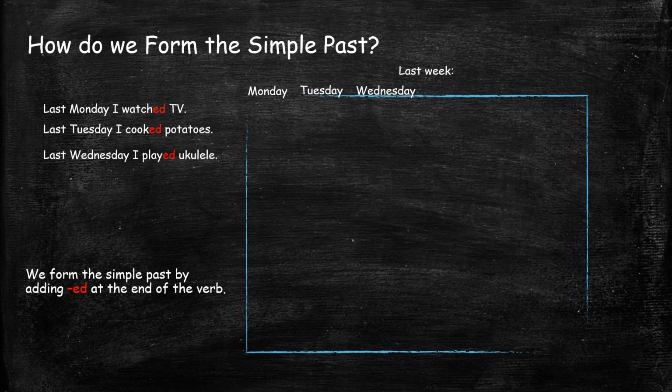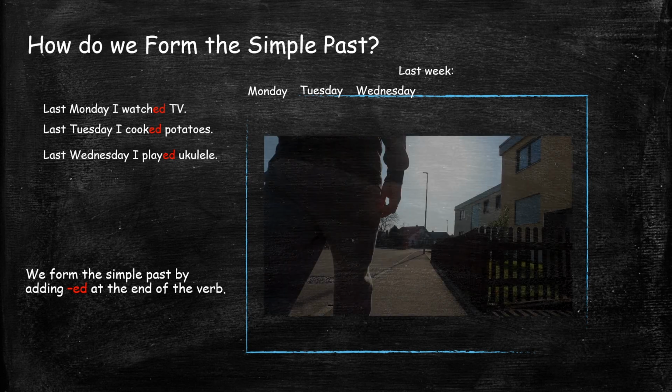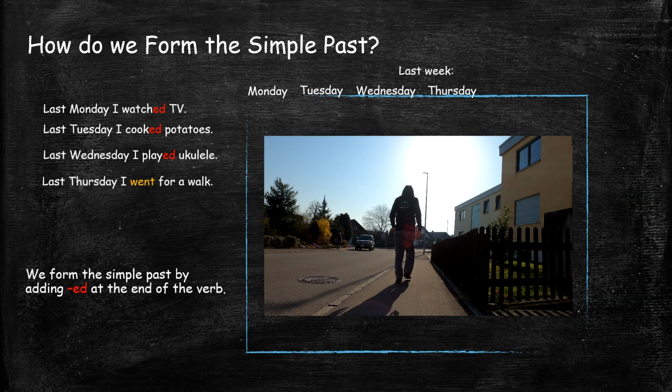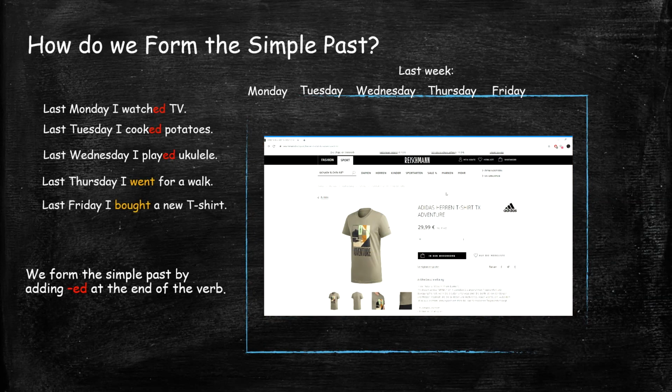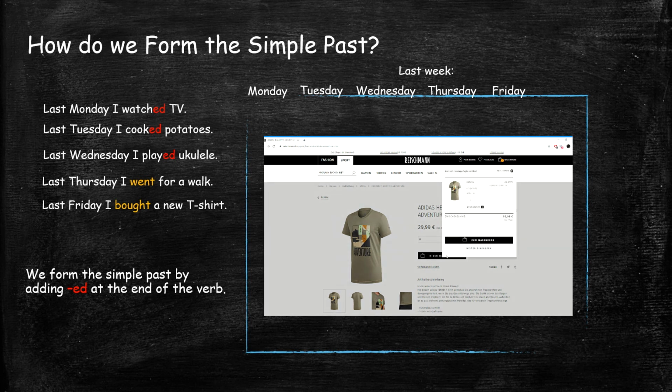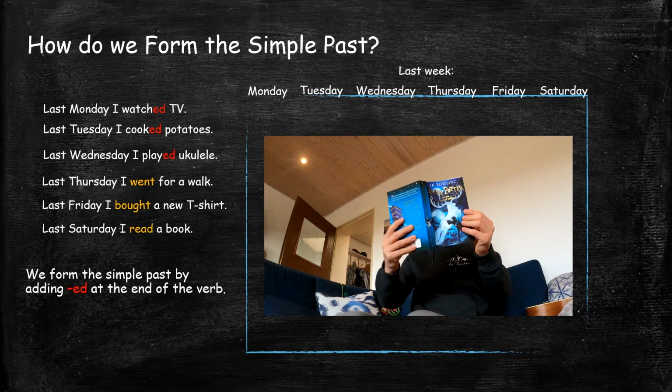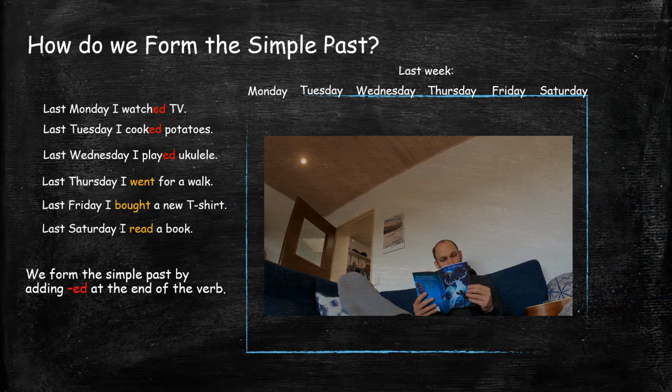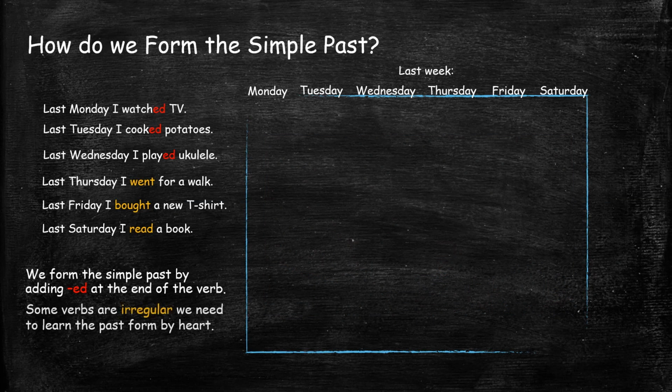Unfortunately, it's not always that easy because some verbs are irregular. For example, last Thursday I went for a walk. Last Friday I bought a new t-shirt online. And finally, last Saturday I read a book. So we see some verbs are irregular and we need to learn the past form by heart. Once again, you can copy this rule into your exercise books.